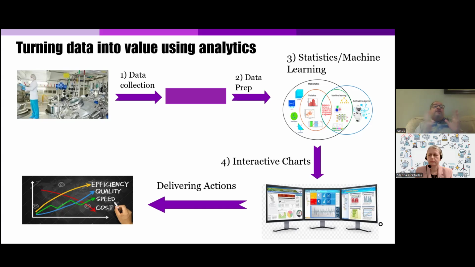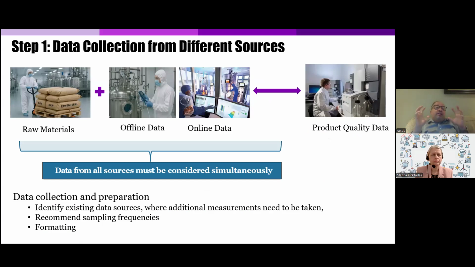Now, if we go to the next step, let's go deeply into each step. Data collection from different sources. I mentioned that we have raw materials, and we do measurements on these materials. And we mentioned before MES, the manufacturing execution system, which relates each raw material going into each batch to the batch ID number.